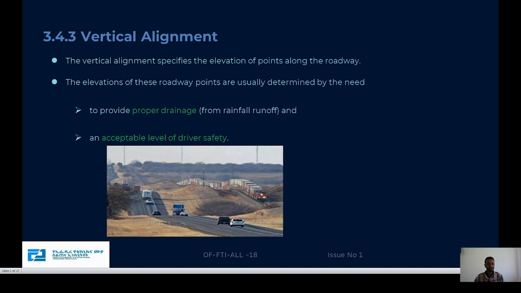In vertical alignment, we specify the elevation of points along the roadway. Mostly there is a difference in elevation or grade, and these two elevations should not meet sharply for the vehicles, so we provide a curve. These curves are vertical curves. The elevation of these roadway points is usually determined by the need to provide proper drainage as well as an acceptable level of driver safety and comfort. As you see in the figures, where there is a difference in elevation, we provide vertical curves.